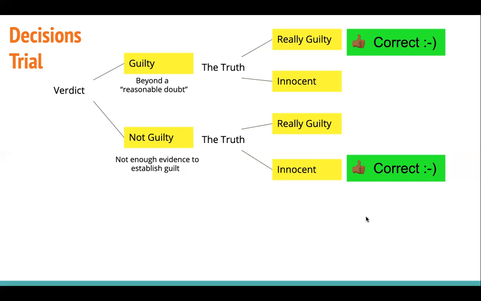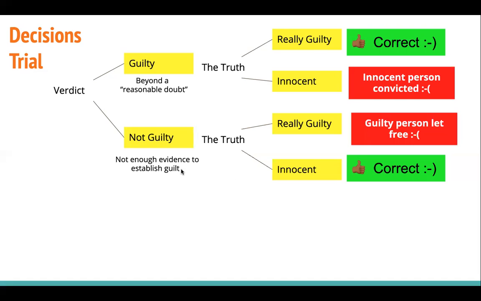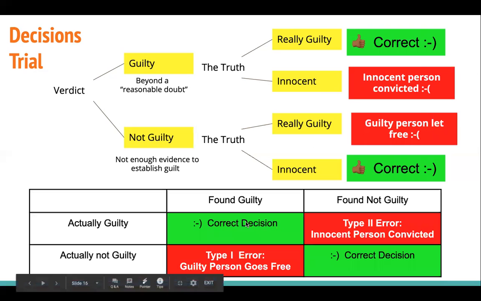But there are also two incorrect decisions. I could get a guilty verdict, but the person is actually innocent. We have an innocent person that's been convicted. Another option is that a person is found not guilty, but in fact, they really did commit the crime, and we have a guilty person that is let free. Those are our two error types.